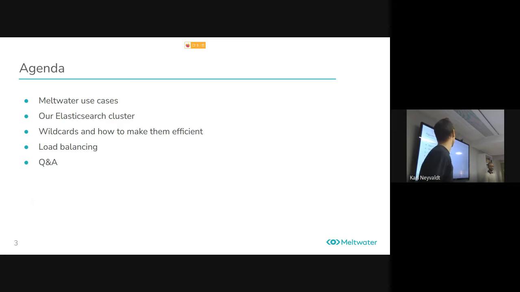So this is the outline of our talk. First, a little bit on our use case, what we sell in Meltwater, and then immediately dive deep into the technical details, and then some on wildcards and searches, and at the end something about load balancing when you have a really large cluster, which is also an interesting problem. And then we have plenty of time for Q&A, I think. But we will save the questions until later.